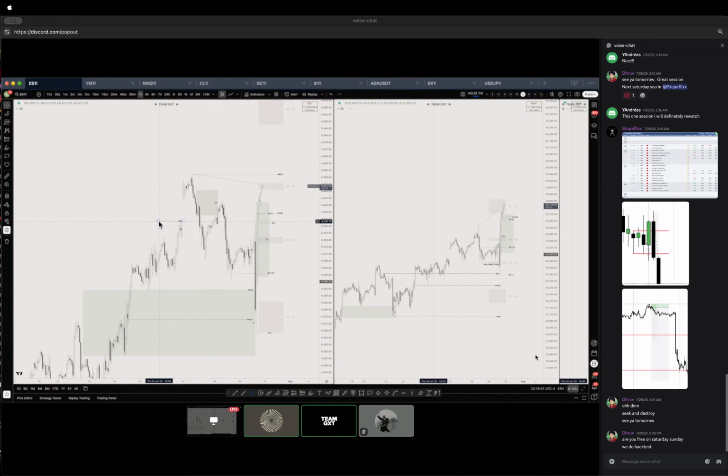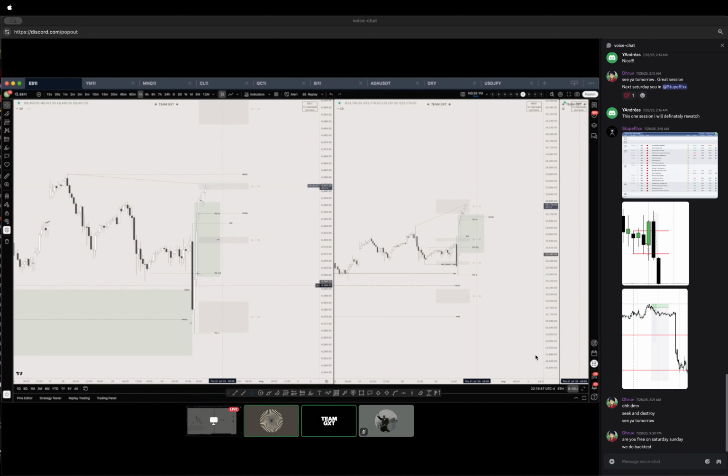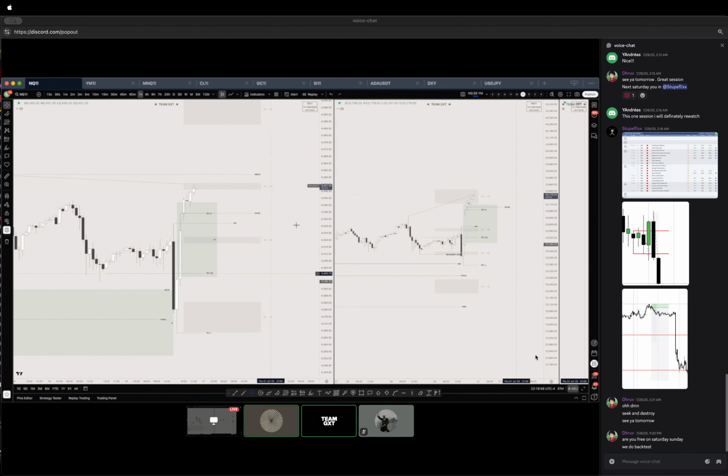All right. Obviously, this is our protected swing. Yeah, I think that's about it. Cool.